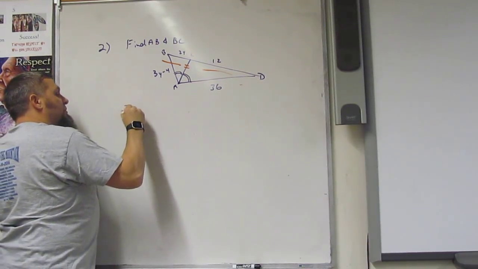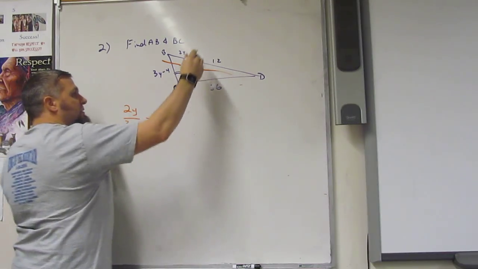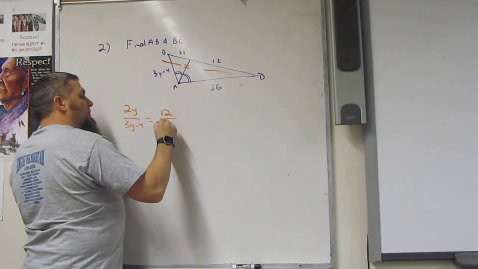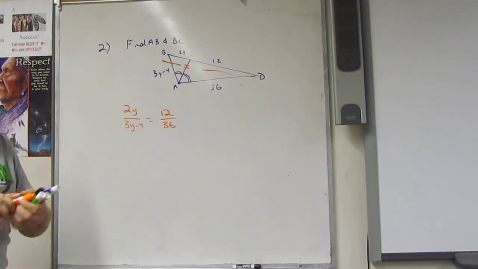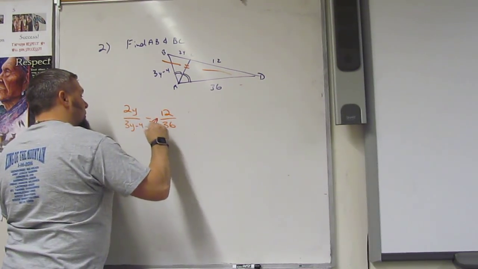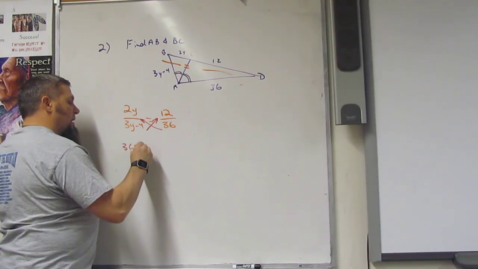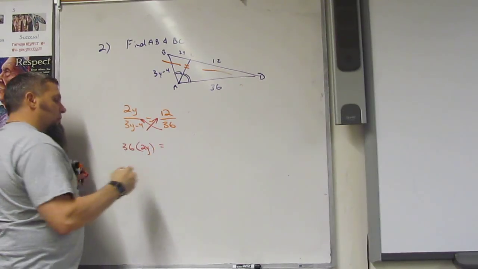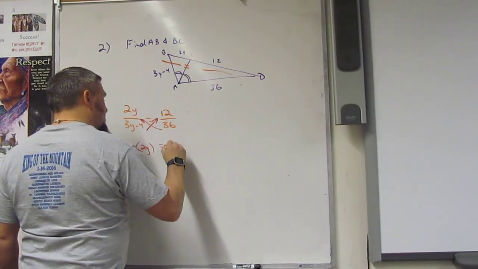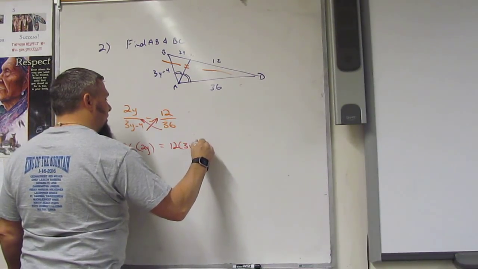So I've got 2y over 3y minus 4 is equal to 12 over 36. Okay? Then cross multiply. Okay? And I get 36 times 2y. And I get 12 times 3y minus 4.